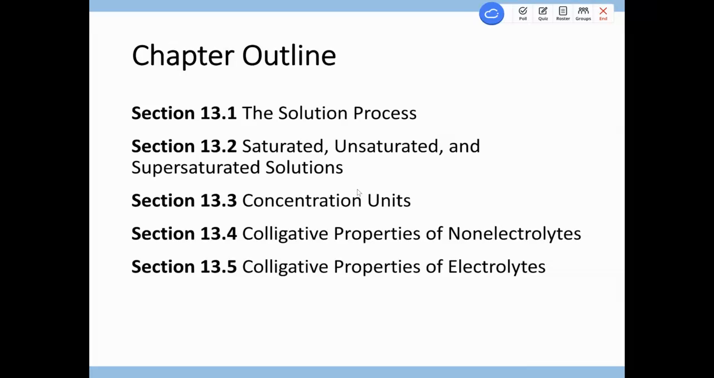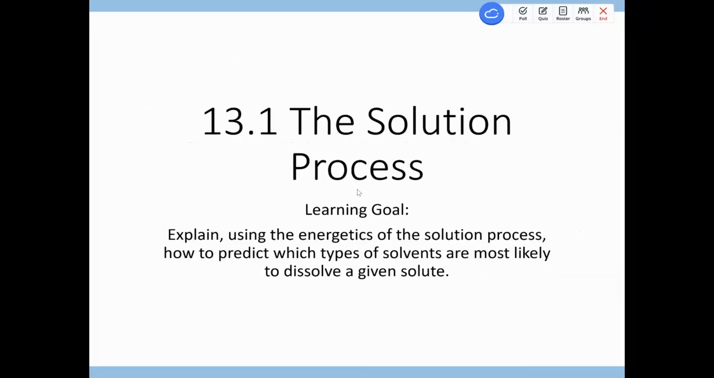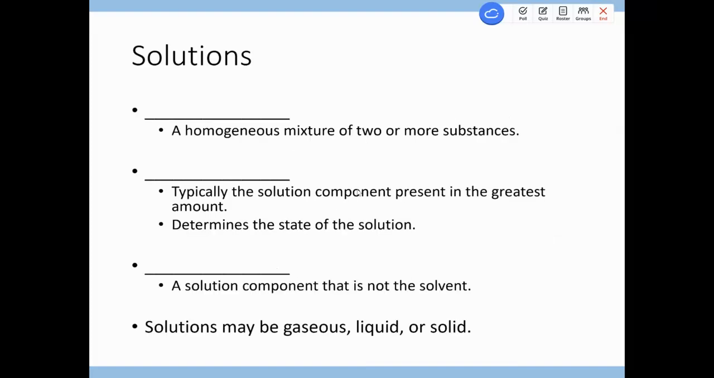When you have something dissolved in something else, you can communicate how much is there based on concentration. So we'll talk about different concentration units. You might remember molarity. We'll talk about that and a few others. And then different properties of solutions with ions and without ions. So that's an overview of the chapter. We're just going to start 13.1, the solution process.